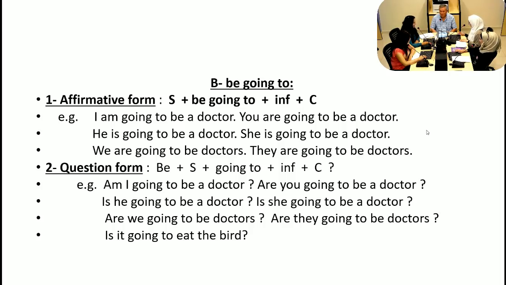The question form is be, subject, going to, the infinitive and the complement with the question mark. Example, am I going to be a doctor? Are you going to be a doctor? Is he going to be a doctor? Is she going to be a doctor? Are we going to be doctors? Are they going to be doctors? Is it going to eat the bear? Poor bird. Next, Miss Samahir.